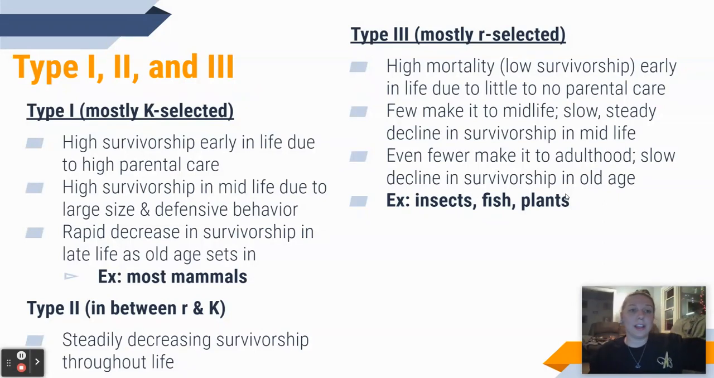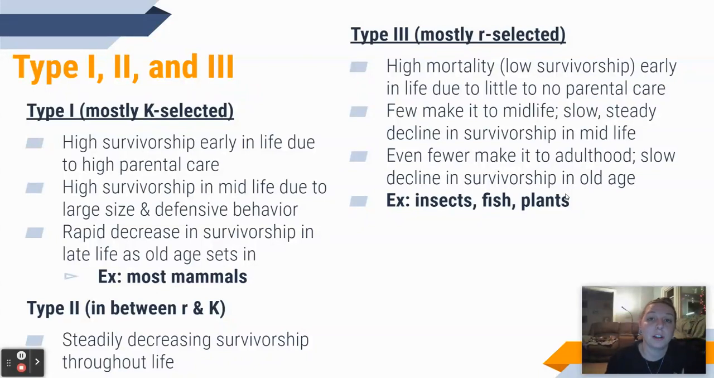Once again, like I said with our R versus K, it can kind of be a spectrum. So not every K-selected species is going to be type 1, but most of them are. So here we have very high survivorship early in life because of that high parental care. So think of something like a mom grizzly bear. A mom grizzly bear is going to protect her cubs at all costs. She'll fight people. She'll fight predators. She'll fight male grizzly bears. She'll do whatever she can to protect her young.